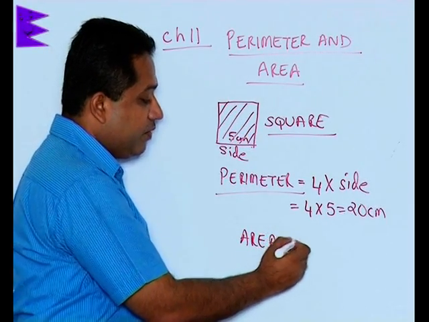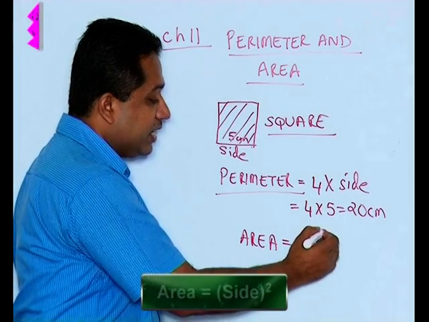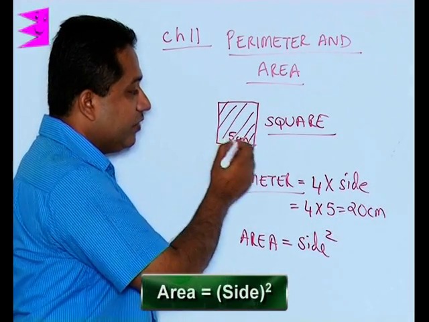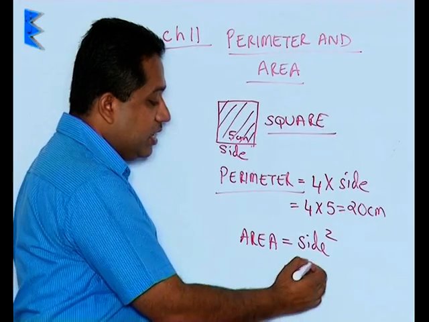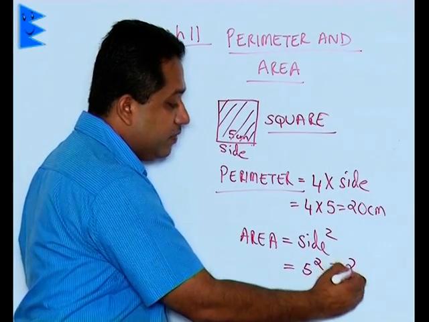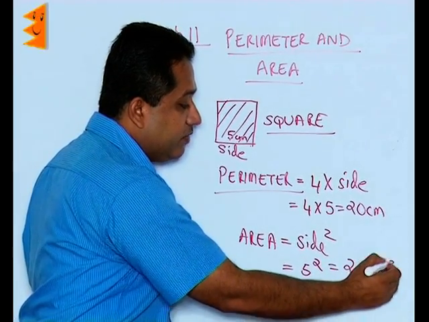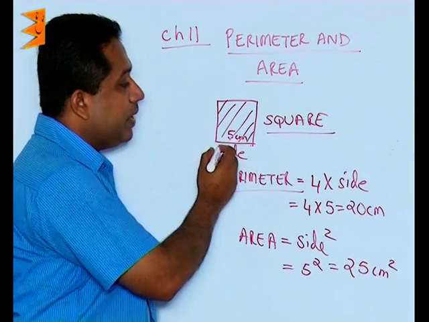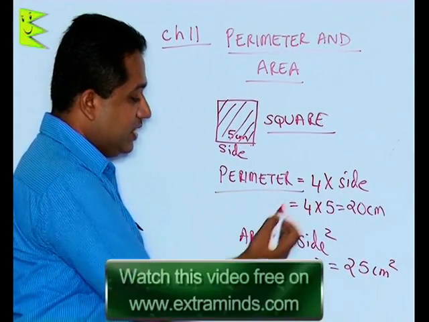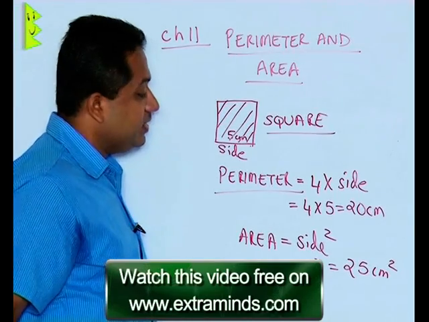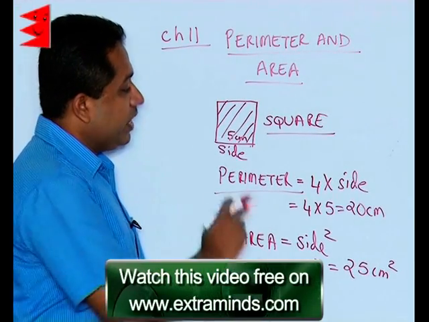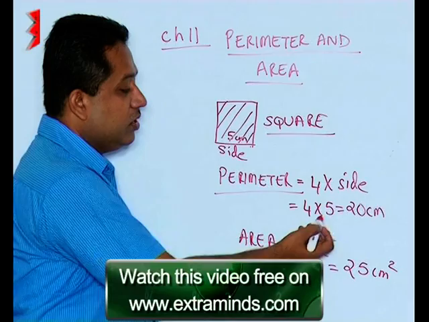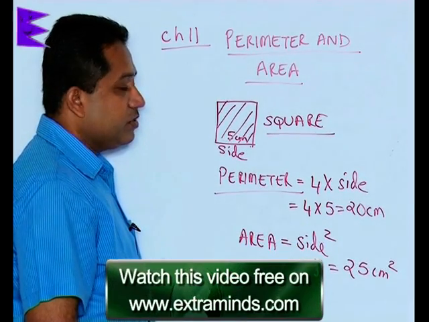So, area can be found by using the formula side square. Therefore, if the side is 5, the area of the square will be 5 square, that will be equal to 25 centimeter square. So, perimeter of the square is 4 into side and area of a square is side square. Whatever values are given, we are going to substitute, and we will get the perimeter and area of a square.